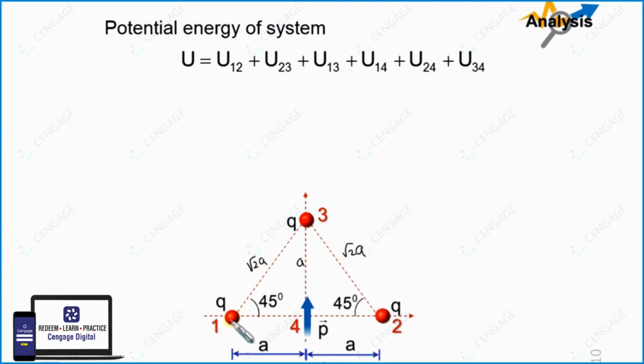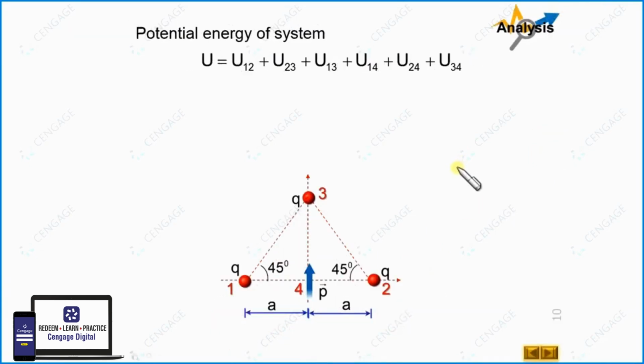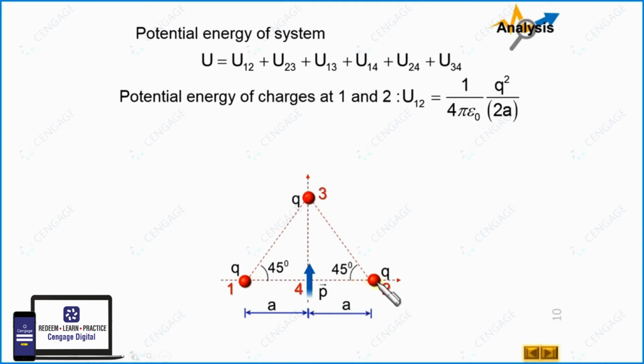We can write the potential energy of 1 and 2 directly by using the formula 1 upon 4 pi epsilon naught Q multiplied by Q divided by 2a. Q multiplied by Q equals Q square. So this is the potential energy U12. Similarly, the potential energies U13 and U23 will be equal.